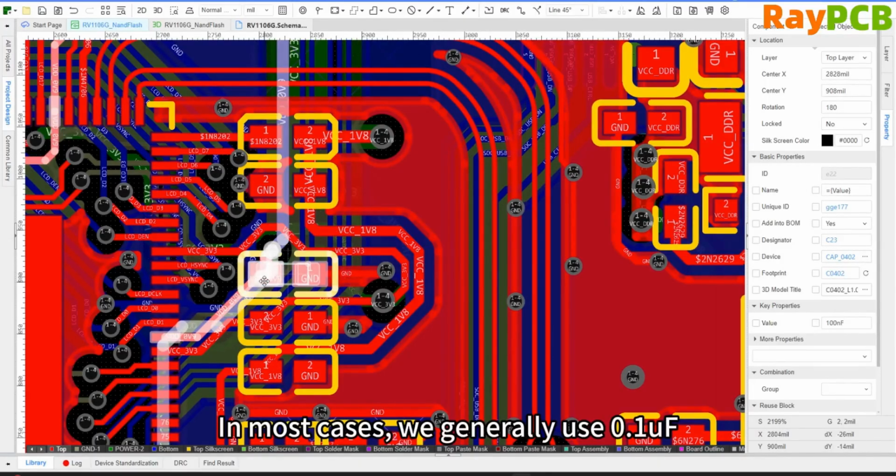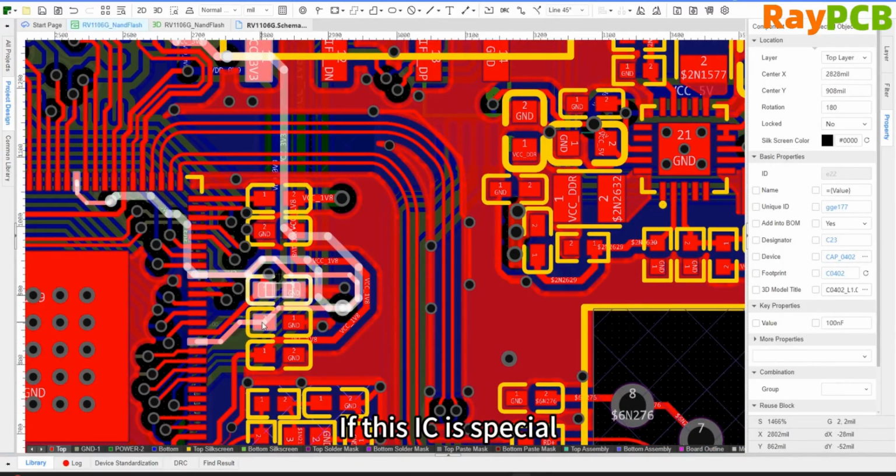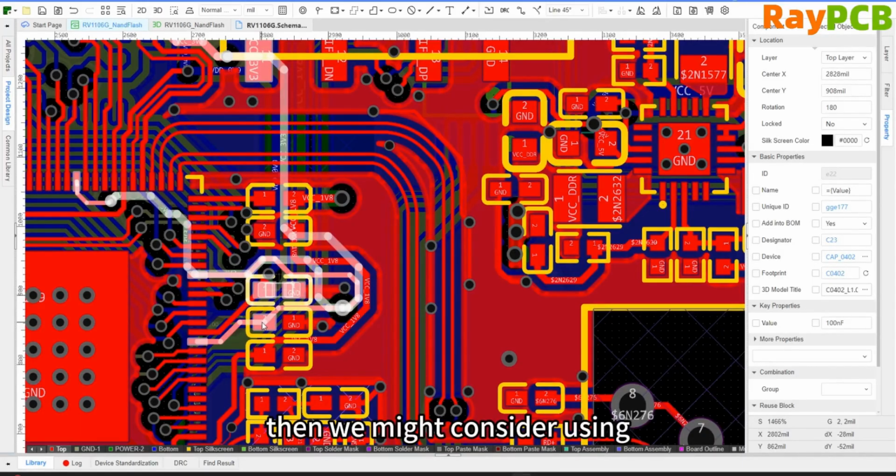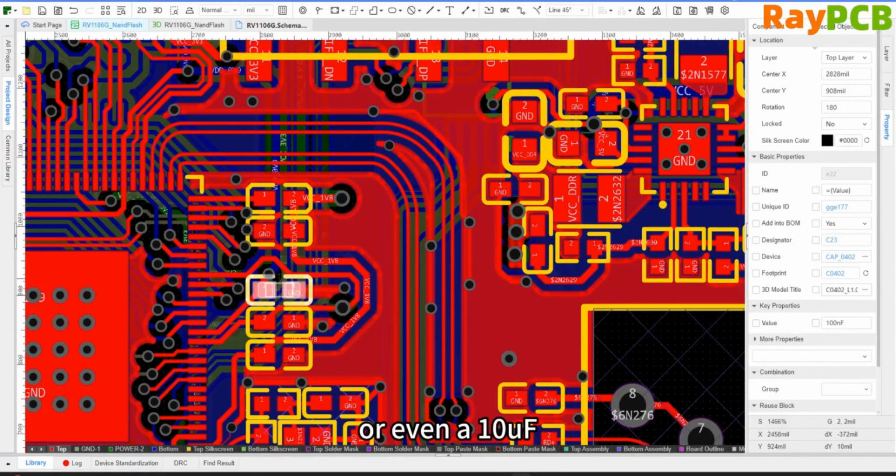Most of the time, we generally use a 0.1 µF capacitor. However, if the IC is special or has a higher power consumption, we might consider paralleling it with another 1 µF or even a 10 µF capacitor.